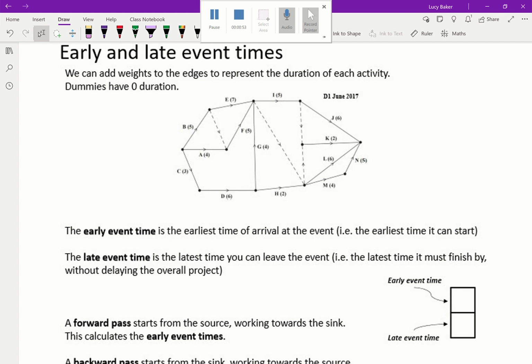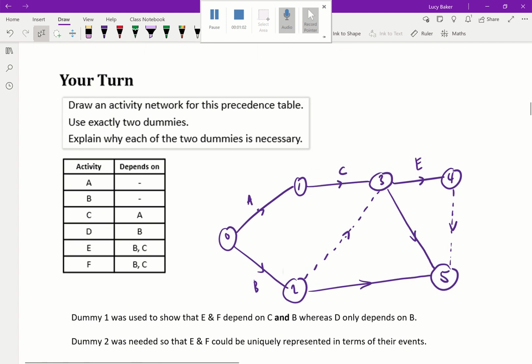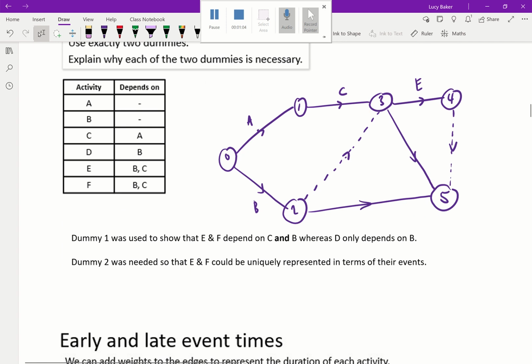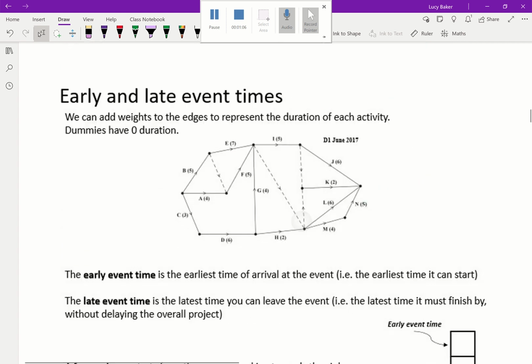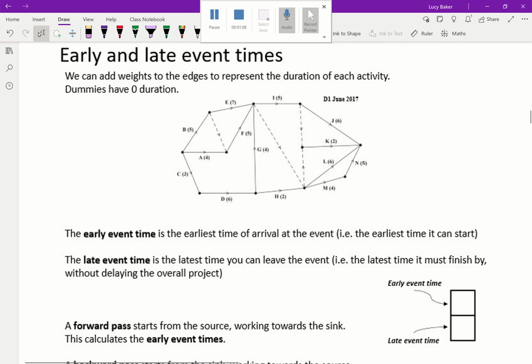So we've looked so far at our precedence tables, and we've looked at how to draw activity networks from the precedence tables. And in the last section, we looked at dummy activities, so how to draw these on when they arise. Early and late event times are really the soonest and the latest that we could complete each event in the diagram according to the times.